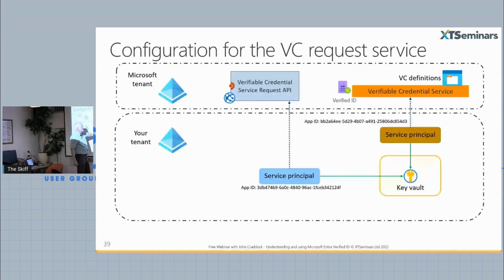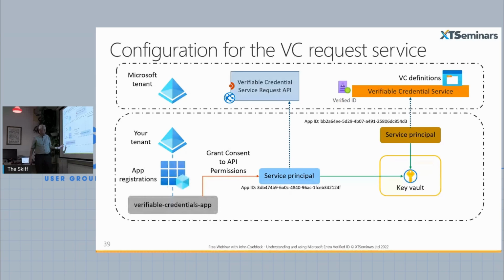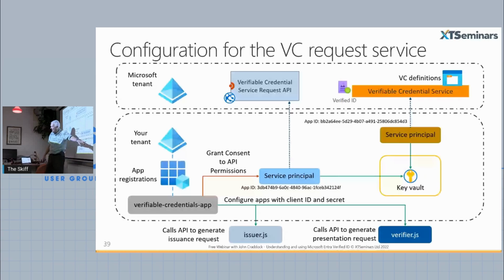We need these service principals, which you can think of as applications, to access the vaults. Then you need an app that you define that can call the verifiable credential service, and it will call it with the identity of the service principal. We configure the issuer app and the verifier app, which are outside of our tenant. This is our code that we put together, and we configure those so that they can call the appropriate services. They're going to be calling this particular API. If you're not familiar with registering applications and everything else, it can get extremely complicated.